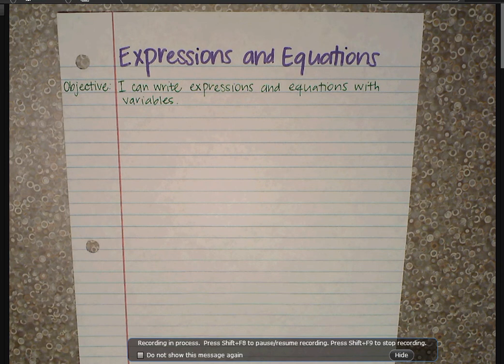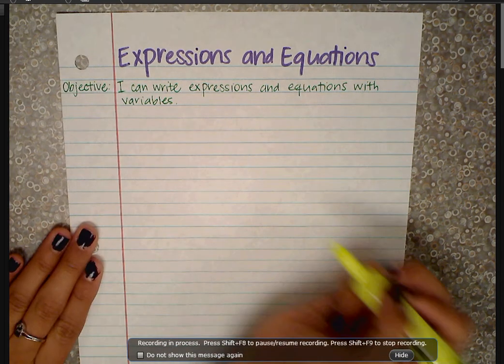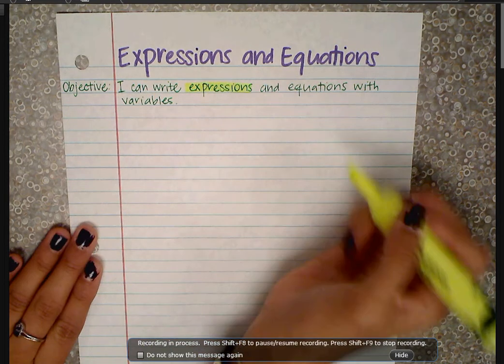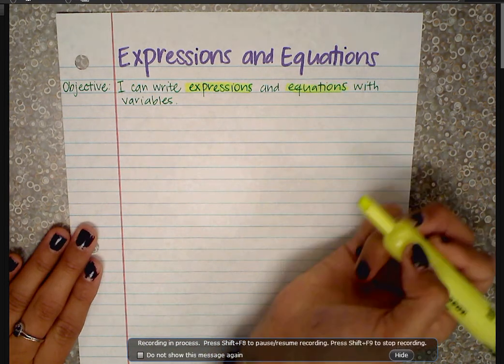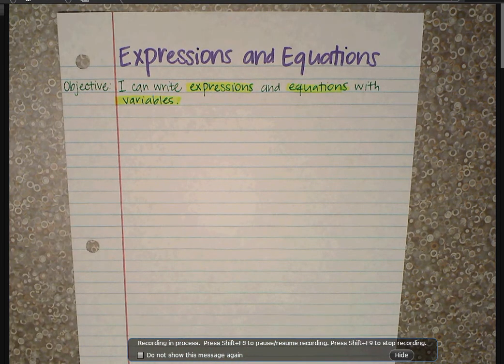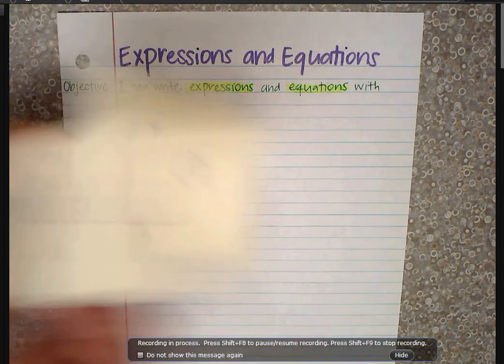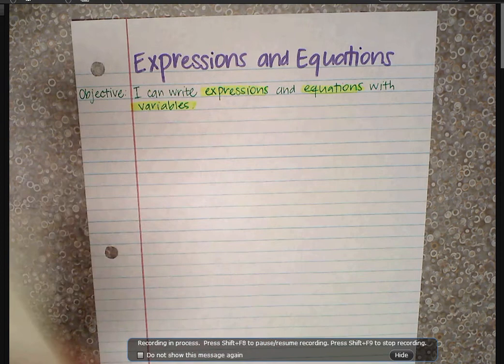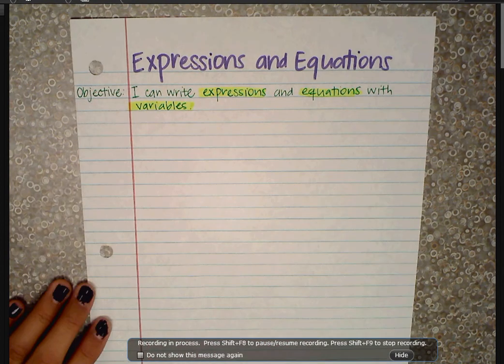Now, if you notice, there are 3 different vocabulary words. It says I can write expressions, vocab, and equations, vocab, and variables, vocab. Now remember what variables are. We've talked about these already. Variables are letters used to represent numbers that change. Okay, so let's start with our vocabulary.